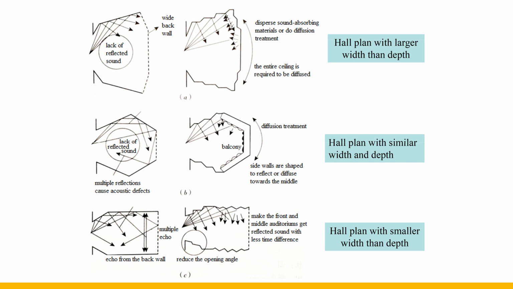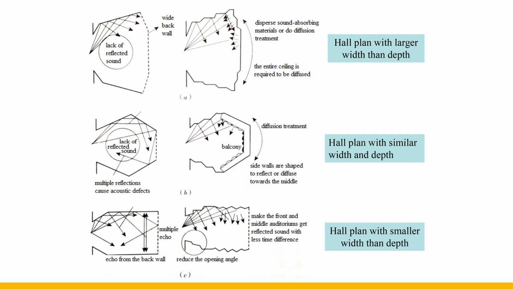Picture A has good site conditions and is often used in buildings with performance needs. However, most areas lack early reflected sound, and the first reflected sound from the rear wall has a long delay. The ceiling and the rear wall can be diffused, sound absorption can be applied on the rear wall, and electro-acoustic sound reinforcement can be added in the middle.